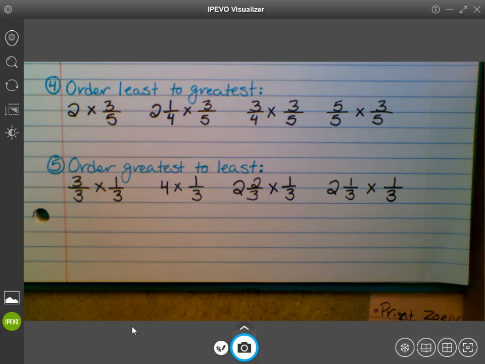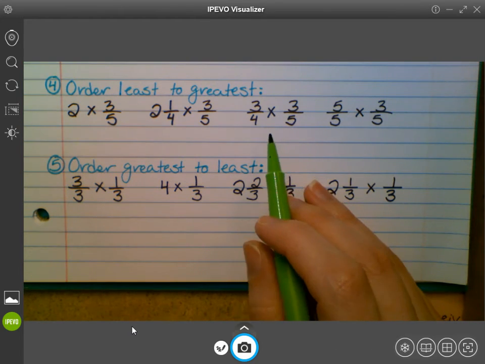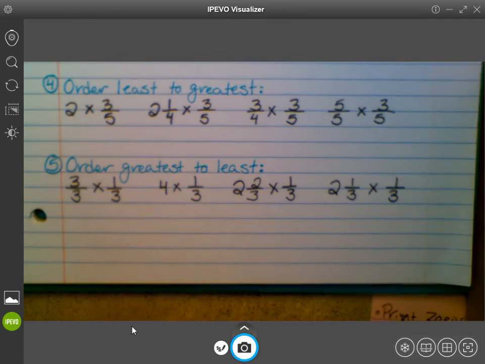All right, ready to rock? On the count of 3, I want you to tell me which equation is the smallest. 1, 2, 3. 3/4 times 3/5. Okay, it's 3/4 times 3/5. For some of you, how'd you figure that out?